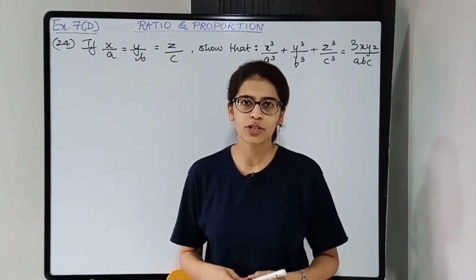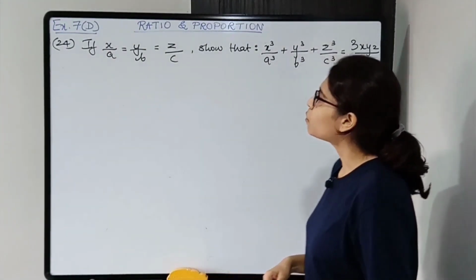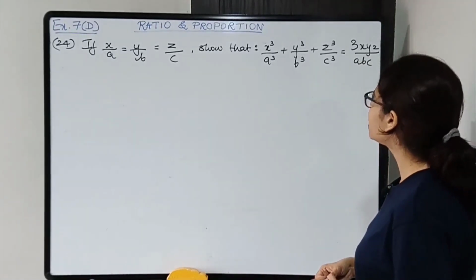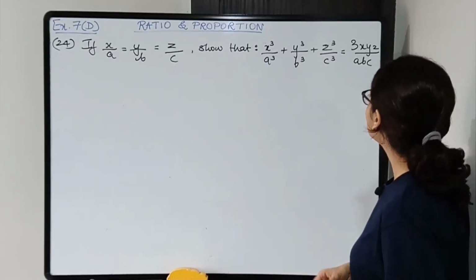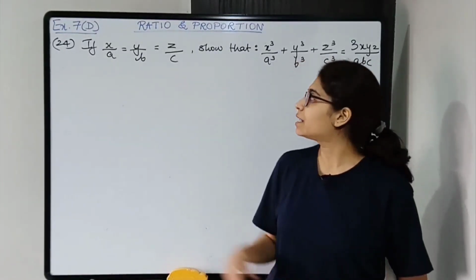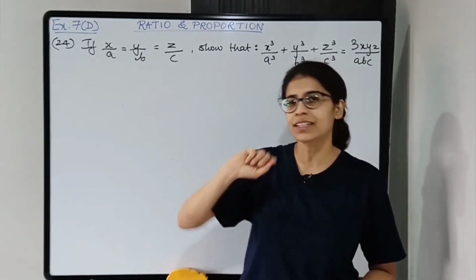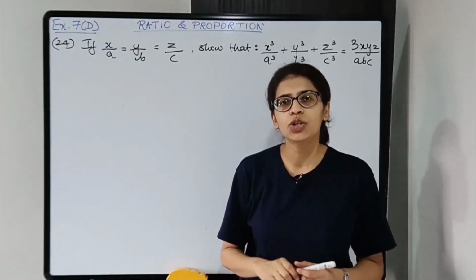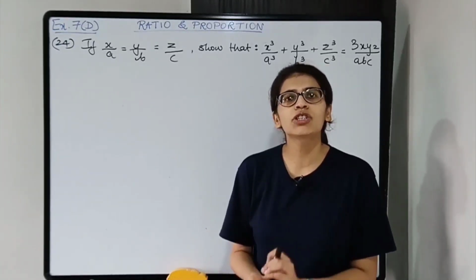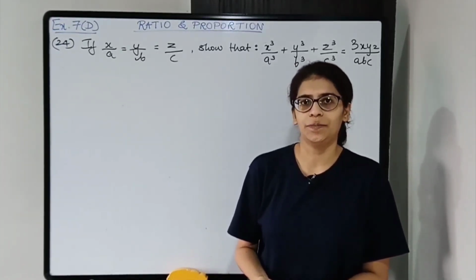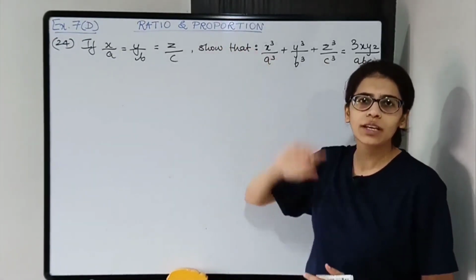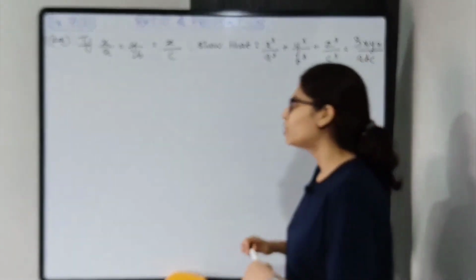Coming to the next question, question number 24. If x upon a is equal to y upon b is equal to z upon c, show that x cube upon a cube plus y cube upon b cube plus z cube upon c cube is equal to 3xyz upon abc. You are given that three ratios are equal, that is they are in proportion. Normally we are given two ratios. So students, whenever you are given three ratios or four ratios, which method will you use? K method. So all the three ratios we will take equal to k. So let's apply the K method.